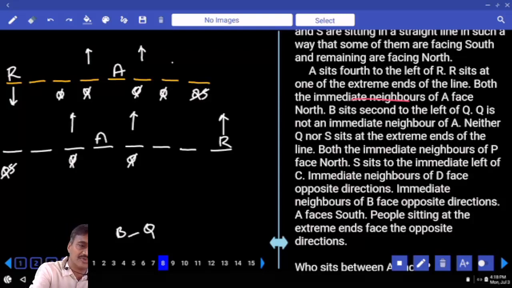What is the only possibility we have? Q must be here. Now Q is here. B sits second to the left of Q. B is here. And so Q must be facing towards south. Are you getting this one or not?